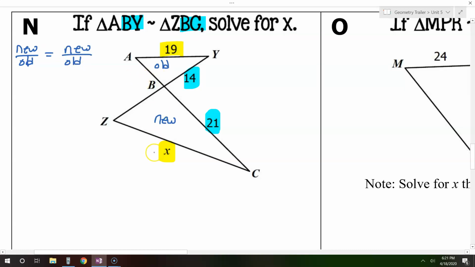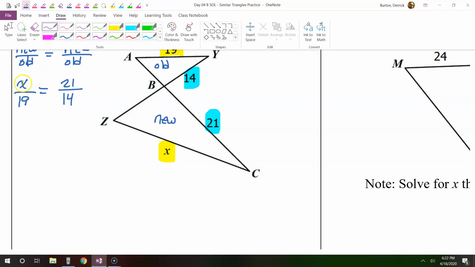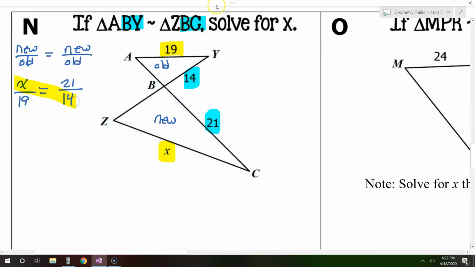So look at the yellows. New over old is going to be x over 19. Look at the blues. New over old will be 21 over 14. Time to cross multiply. This diagonal, if we multiply, gives us 14x, whereas this diagonal gives us something else, but I don't know what it is.